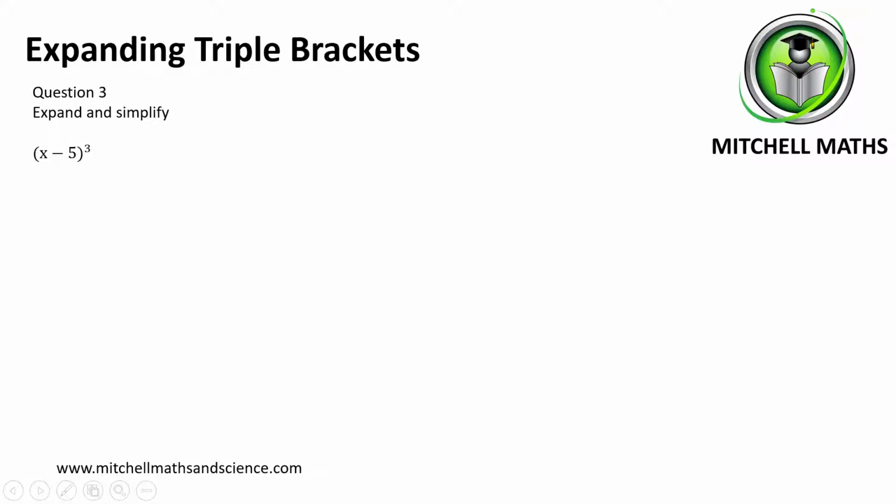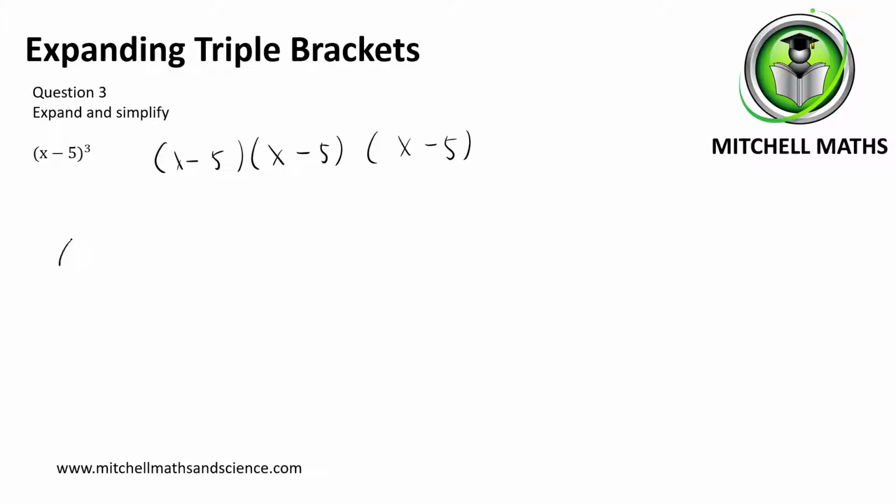And the final one we're going to do is expand and simplify x minus 5 cubed. Don't fall into the trap of cubing the x and cubing the minus 5, which would get you x cubed minus 125. If you do that, you'll get it wrong. You need to think of it as x minus 5, x minus 5, x minus 5, so you're timesing it together 3 times.